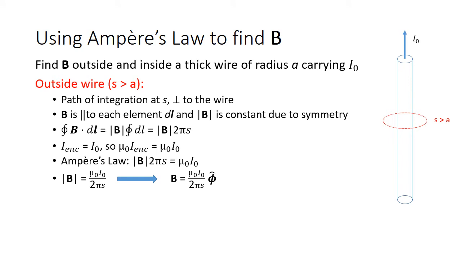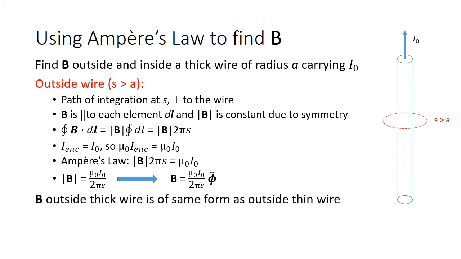We isolate the magnitude of B on one side of the equation and obtain an expression for it in terms of s. We have the magnitude of the magnetic field, and we know the direction of the magnetic field by the right-hand rule. It's in the phi hat direction. Here's the expression for the magnetic field outside the thick wire. The magnetic field is of the same form as the magnetic field outside a thin wire. So wire radius doesn't matter as long as we're outside the wire. We're going to have the same form.